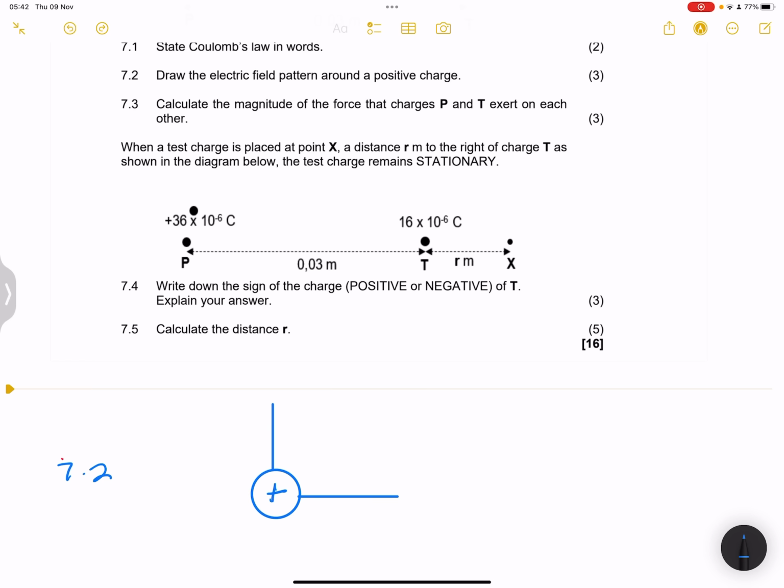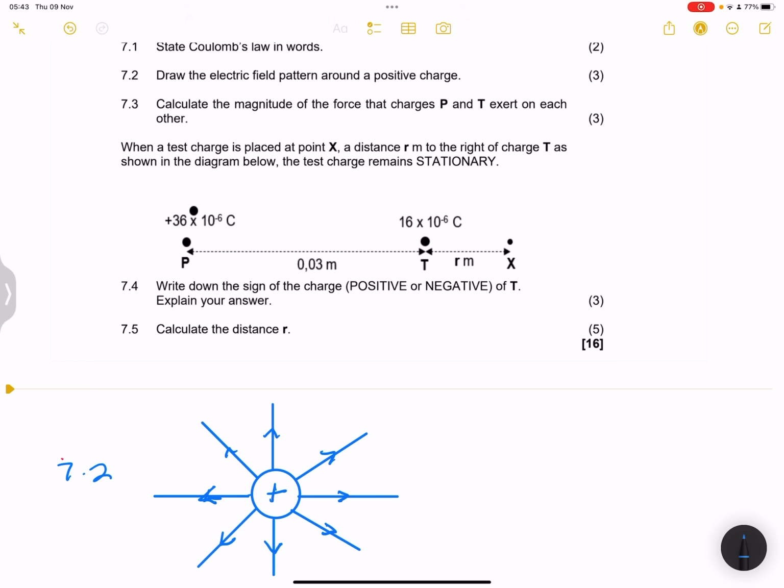Let me just undo that. Please make it a point that the lines do not cross each other. That's very important, and that they touch the circle. We must make sure that they don't cross each other and they also touch that circle. So there are our field lines. We're going to show that the direction will be outside or away from that charge. So that is what a positive charge looks like.